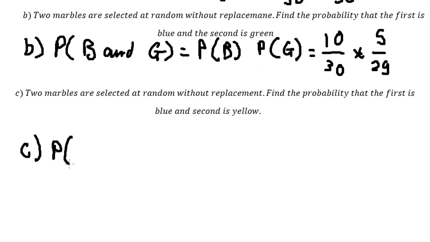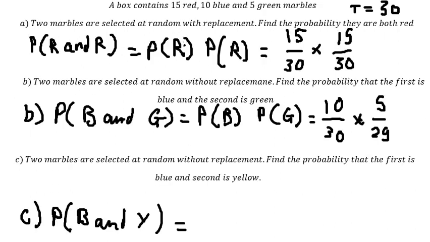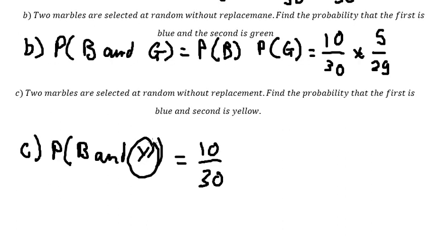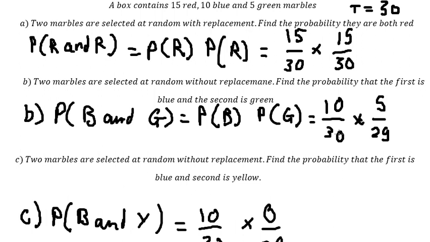And the next one is about one marble from the blue and yellow. In this one, we have 10 blues out of 30. However, we don't have yellow in here. So that is about 0 over 29. And this is the answer for all the questions in here.